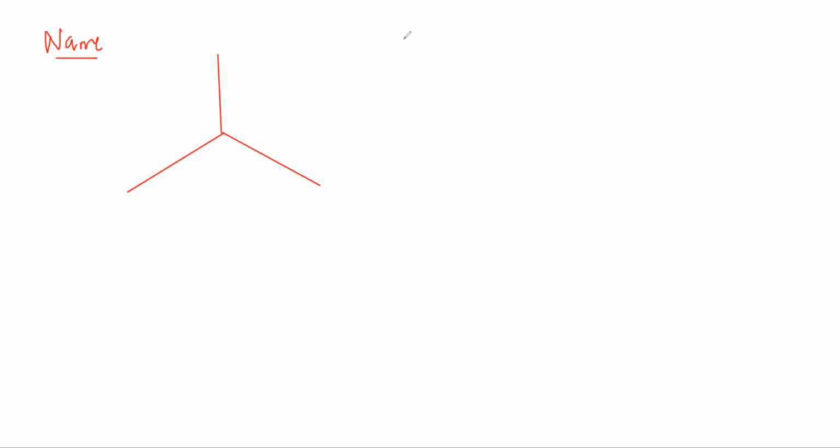It's 2-methylpropane. That's correct, because you selected the longest carbon chain. So you number 1, 2, 3. Both ways, if I select this also as the longest, both are 3. This is a branch, so it is 2-methylpropane.